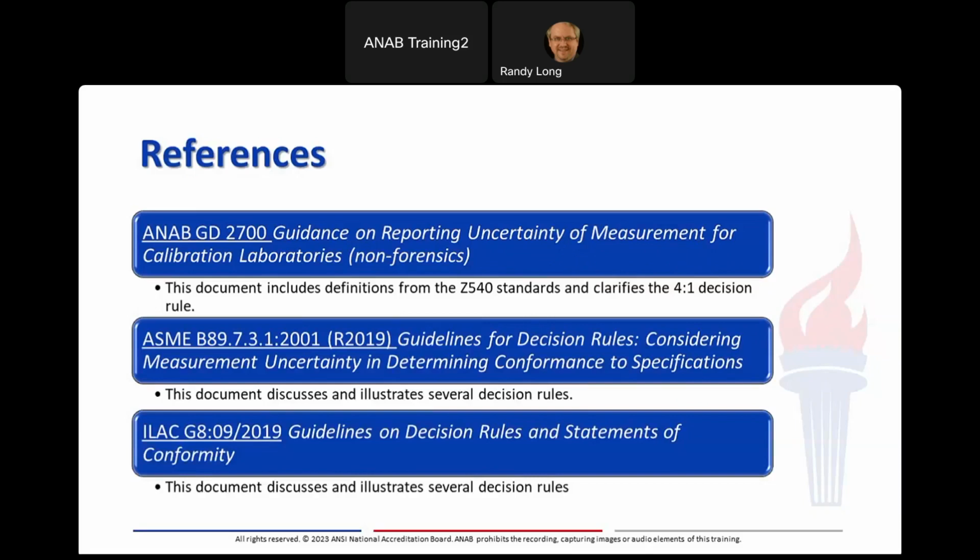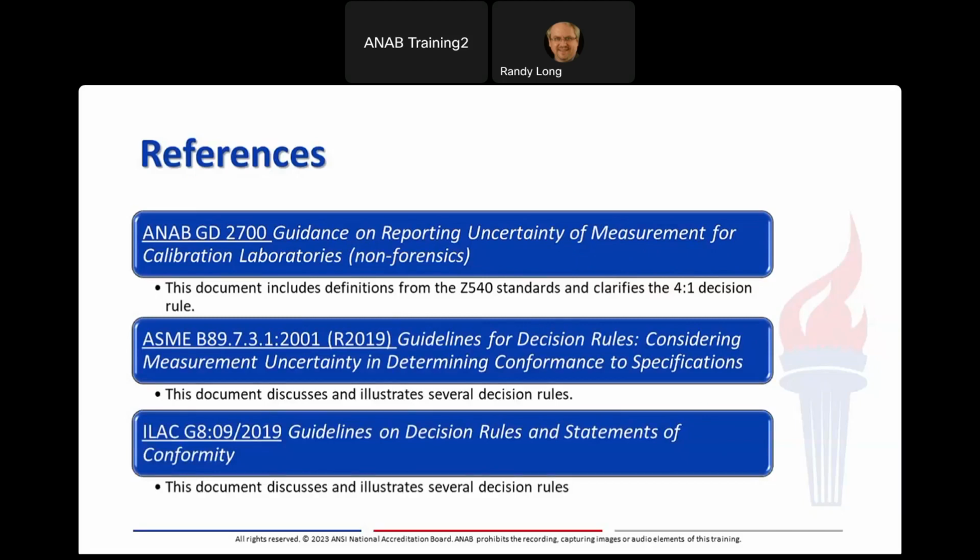Some references for this were ANAB's guidance document 2700, guidance on reporting uncertainty of measurement for calibration laboratories. This document includes definitions from the Z540 standards and clarifies the 4-to-1 decision rule. Another good document with decision rules is ASME B89.7.3.1. That has several decision rules in there.